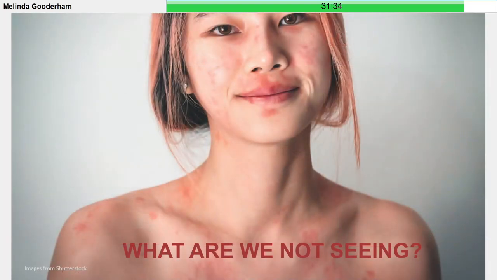But what I want to focus on today is, when we have a patient in front of us, what is it that we're not seeing that we really need to think about when we're having the discussion with our patient, when we're trying to engage in shared decision-making? What are the things that we need to ask about and think about?